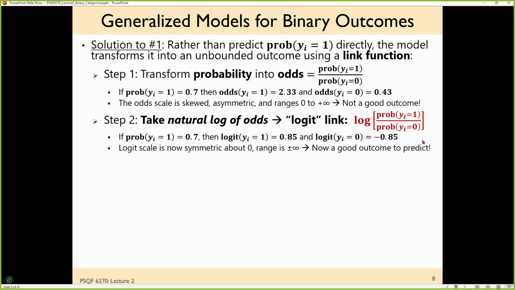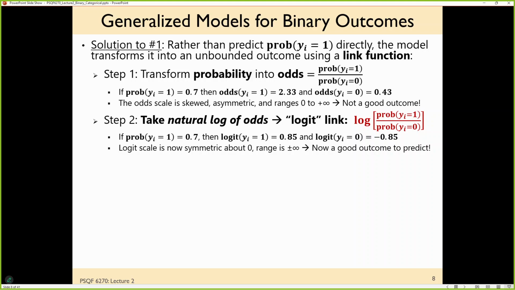So some genius figured out that if we take the natural log, not log base 10, mind you, but natural log, then we have this thing that is called the logit, or the log odds. Depending on your field, one of those may be more comfortable. So then if we do this, the probability of 0.7 translates into a logit of 0.85, whereas the probability of 0.3 translates into negative 0.85. So logits are a metric that is symmetric at 0. A logit of 0 corresponds to a probability of 0.5.